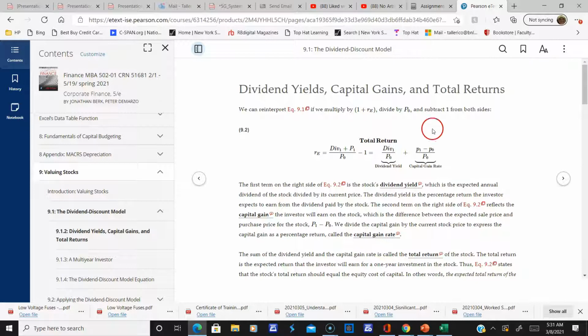All right, so we're going to talk about dividend yields, capital gains, and total returns. If we look at equation 9.1, if we multiply it by 1 plus the equity cost of capital and divide by P0, and then we subtract 1 from both sides, we will get the total return. So they manipulate this equation, right? And here's the total return.